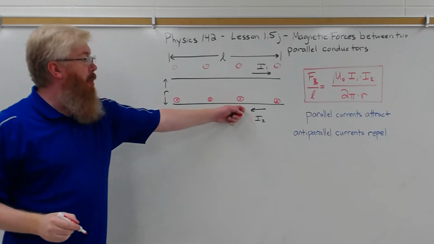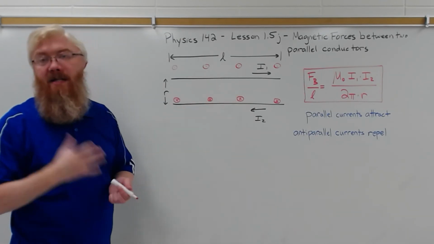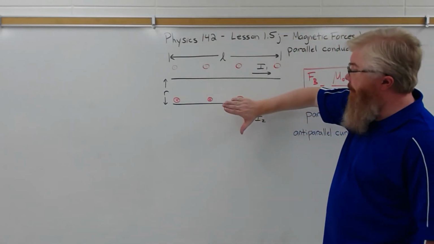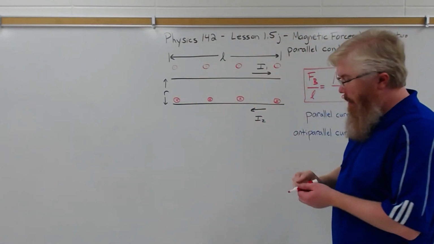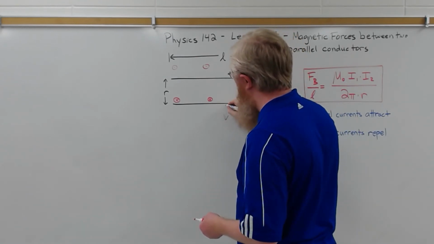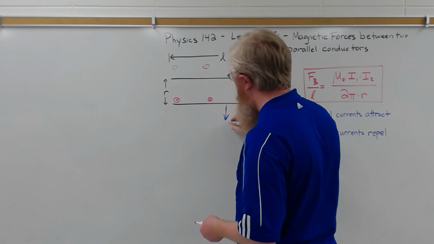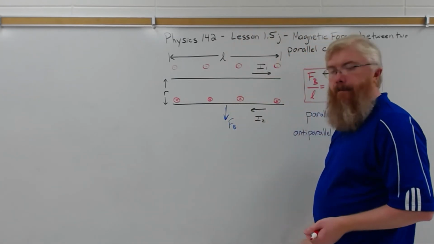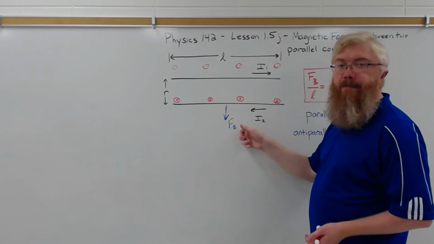Well, now we have a current I2 in that magnetic field. Let's use the right-hand rule again. Fingers in the direction of the current. Push the current onto the magnetic field. This shows you the direction of the force. The force on wire I2 will be downward. So this wire will be pushed down.